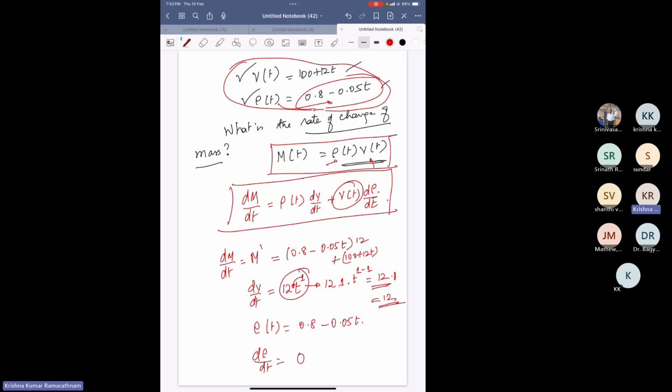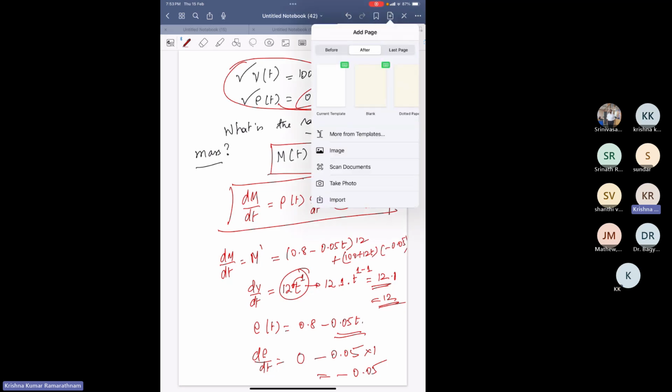Second term? So minus 0.05 will remain the same. What will happen to t? T is not 12. That is for dv by dt. Here, this will be t power 1 minus 1, that is t power 0, which is again 1. So this is equal to minus 0.05. That's all. Now, that is what I'm going to substitute here.